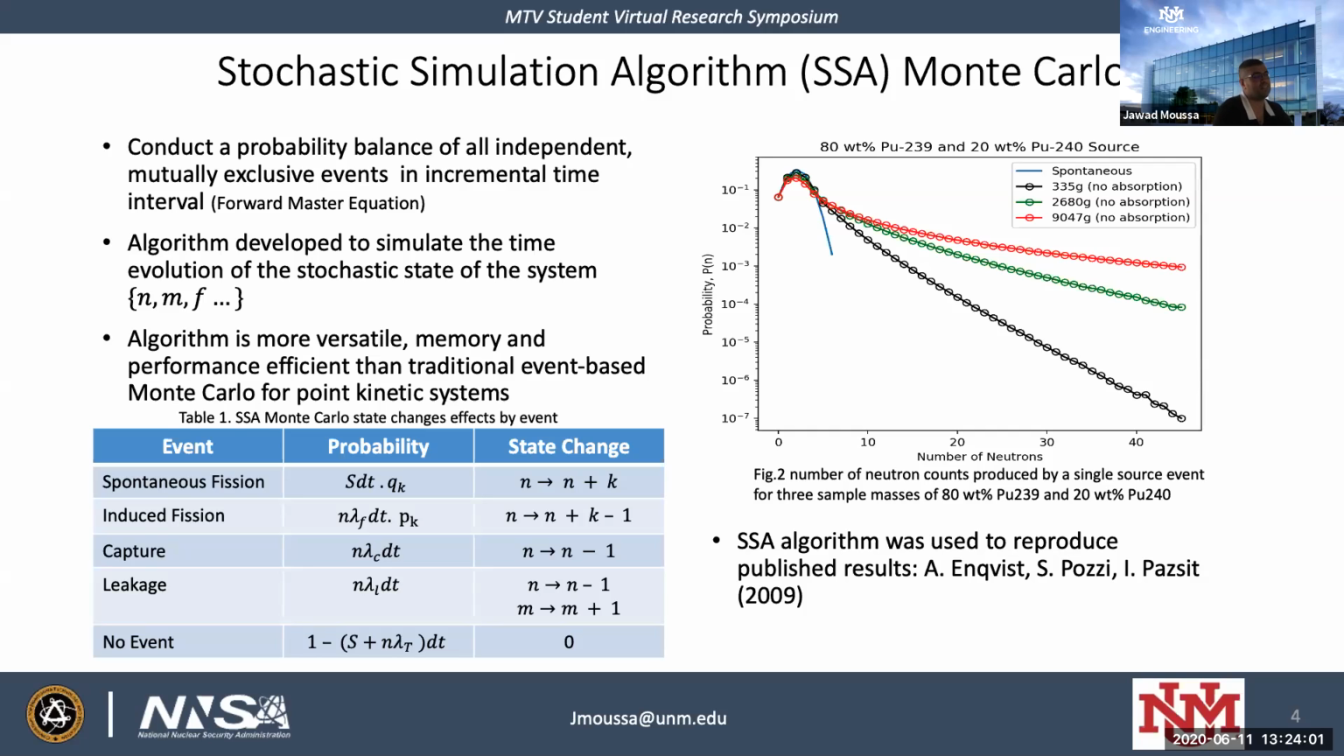And we wanted to test it, so we used it to reproduce some results that were previously published, and that you can see there on the right in figure number 2, where we have an 80% Pu-239, 20% Pu-240 sphere at 3 different masses. And you can see that as the mass increases, the deviation from a Poisson or the single spontaneous increases, which is an indication of increased multiplicity.